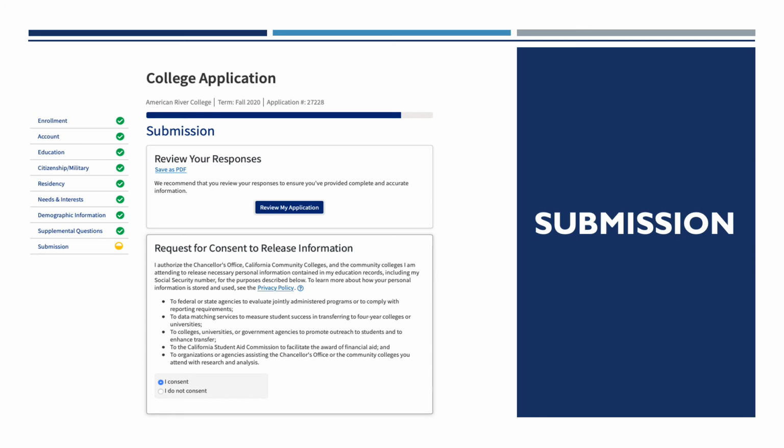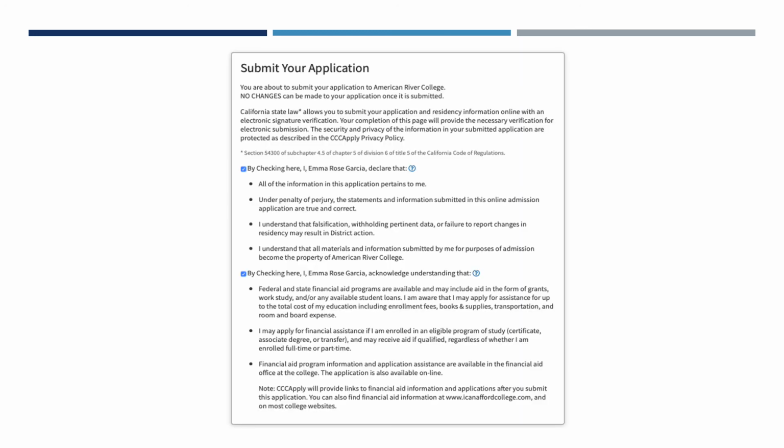Lastly, your request for consent to release information is asked for. Please review the privacy policy in this section and give consent or not, whatever applies to you. Now you're ready to submit your application. You'll click on the boxes below to ensure that all of the information is true about you. You'll read through all of this carefully to make sure that you're aware of what you're signing. Once you're ready, click Submit.